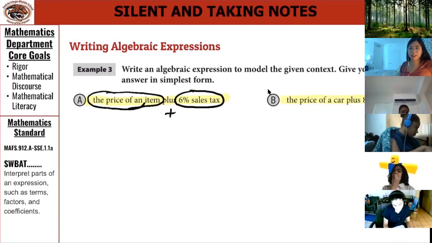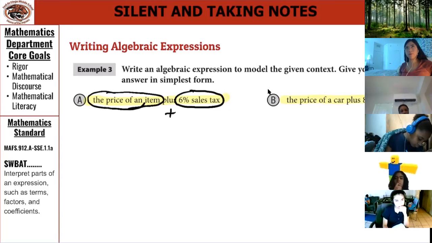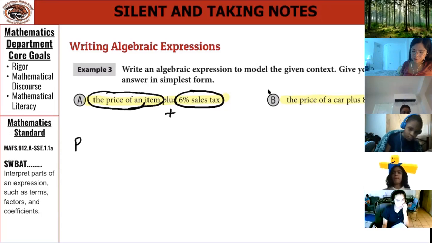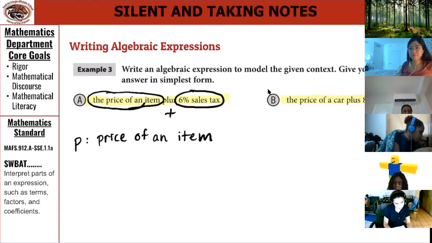Now, this is where I can come up with my own variable. I can choose any letter I want. If I'm talking about the price of an item, what letter should I use? P? Okay. Because I looks like a 1. That's true. The I looks like a 1, so sometimes that's confusing. All right, so we know P, we're going to define our variable. It's always important to define what it means. So we're going to write P is the price of an item. So we're doing our variables first.